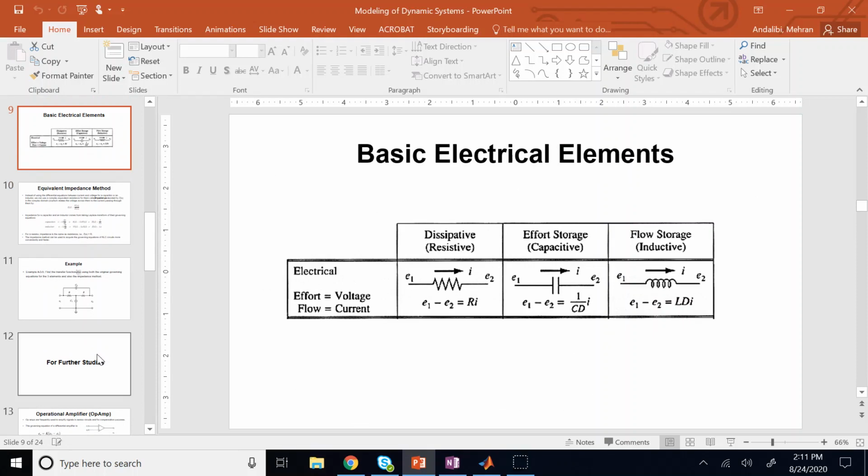So now, how do we model the behavior? How do we derive the governing equations, the differential equations, of an electric circuit?